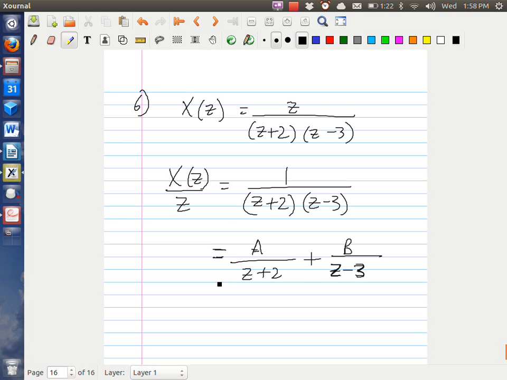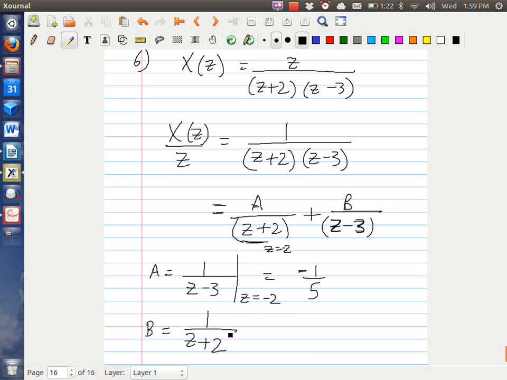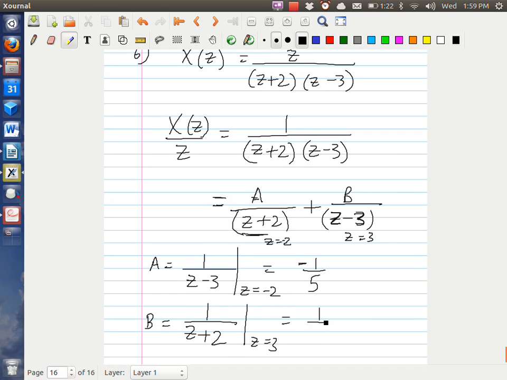And then to calculate A and B, you remember whatever is in the denominator, you take it out of the original expression, and whatever is left is 1 over z minus 3. There you substitute whatever the pole here is. The pole here is z equals negative 2. So you substitute z equals negative 2 here, and you end up with negative 1 over 5. For B, you take this denominator term out of the original expression, you're left with 1 over z plus 2, and here the pole is z equals 3. So you plug in z equals 3 in here, you get 1 over 5.